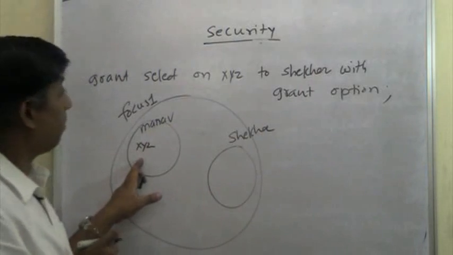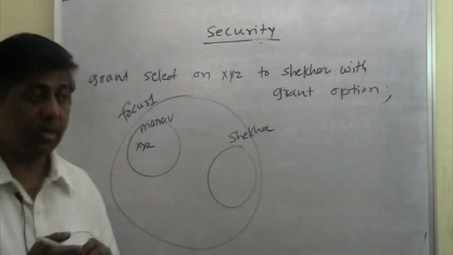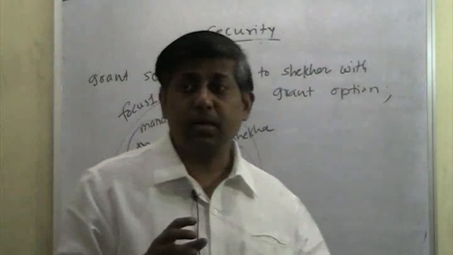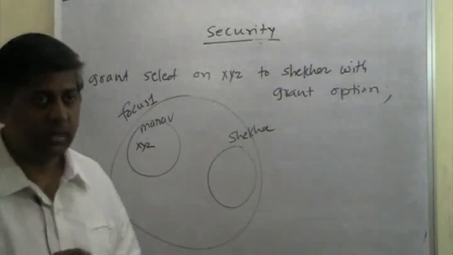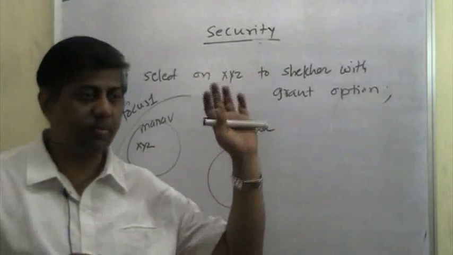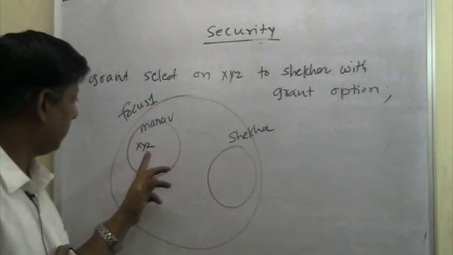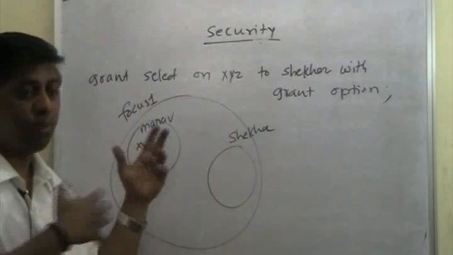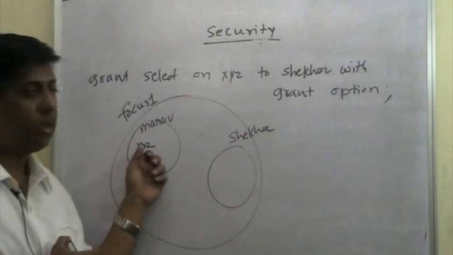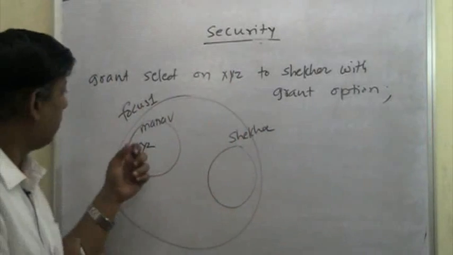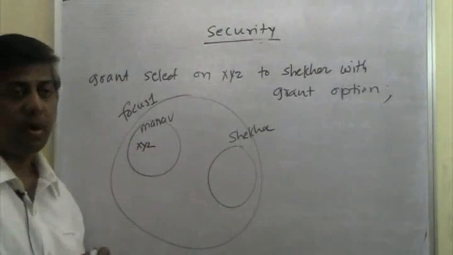So this is my database focus1. Inside my focus1 I have a user called Manav, and then there is another user called Shekhar. Manav has a table whose name is XYZ. This is the name of the table that Manav has created. By the way, I did not mention one point earlier: privileges are granted only by the owner of the table, and certain other highly privileged users, the DBAs and all that. But grants and revokes are given only by the owner of the object. So Manav is the owner of the table XYZ.